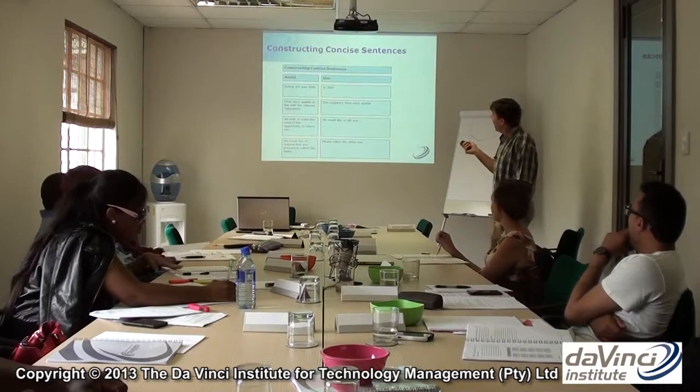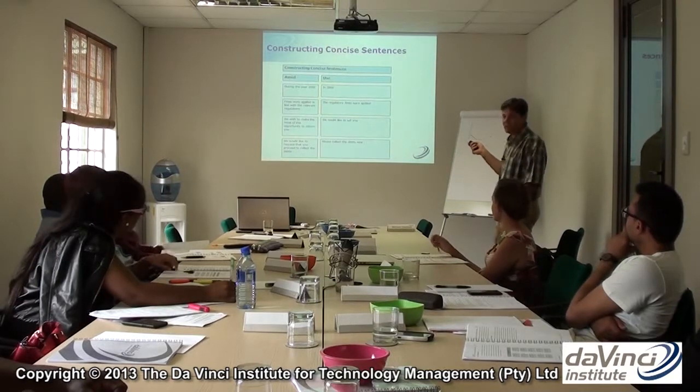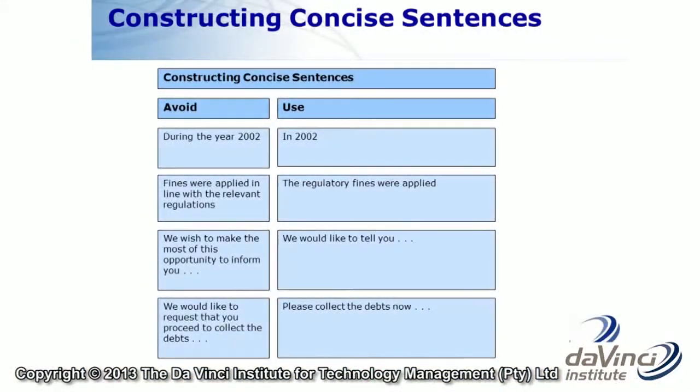Right. I love this. Constructing concise. What is another word for concise? Short. Short, simple, to the point. So avoid. They're saying avoid here. They don't say don't use, because sometimes, every now and again, there's a tendency to actually use one of these on the left. But invariably, this is clearer on the right.